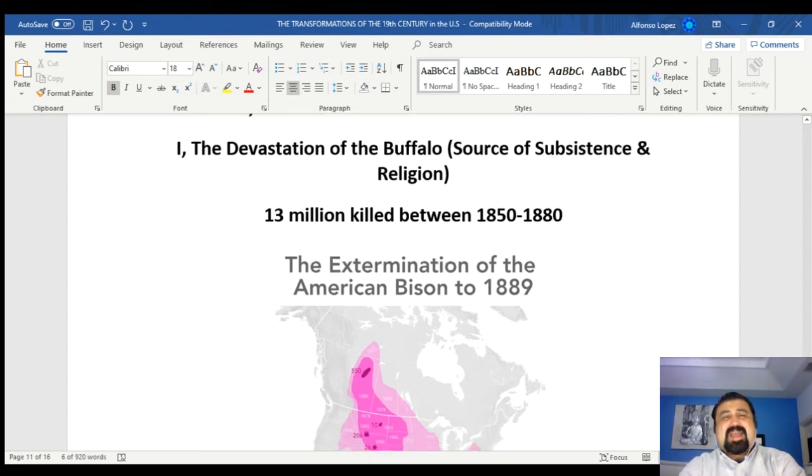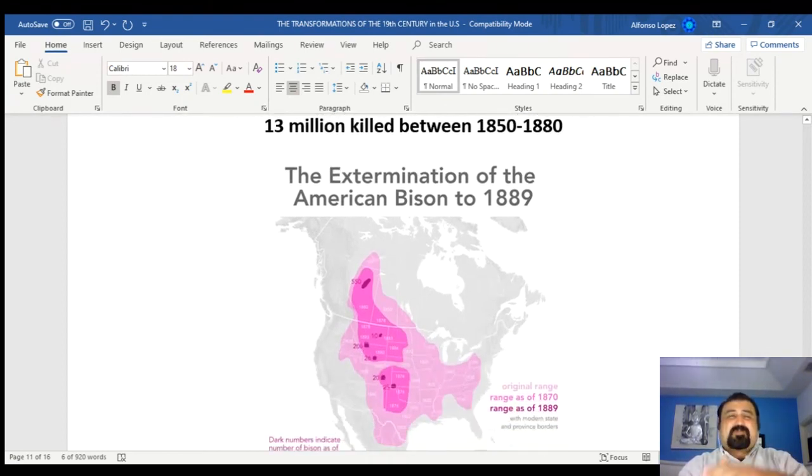So the source of subsistence and religion is disappearing, because from 1850 to 1880, we're going to see again the massive hunting of the buffalo. 13 million are going to be killed. And it's almost the extermination of the American buffalo by 1889. Almost. There were just a few thousand left, by the way. It is estimated that there were, by 1890, anywhere between 5,000 to 10,000 left from 13 million.